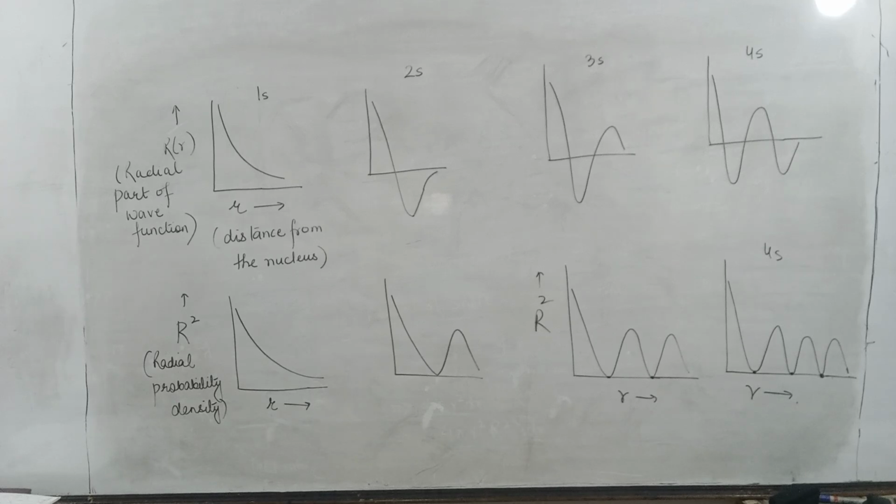Just quickly draw the graphs. Then we will see the radial probability distribution function that gives us the total probability. That gives us the total probability in volume. So how does the total probability vary with r, the distance from the nucleus?